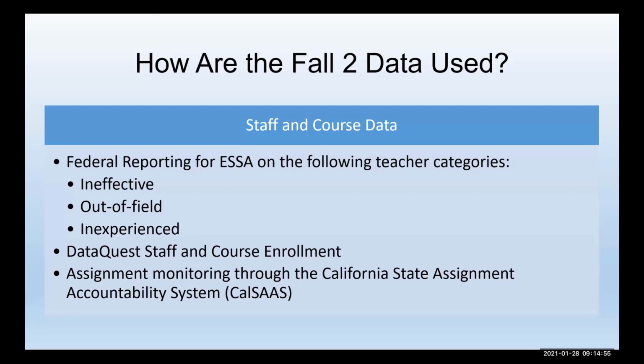It has also historically been used for staff and course enrollment reports that we post publicly on DataQuest. Last year was the very first year, 2019-20, that districts submitted these data for purposes of submission to the California State Assignment Accountability System, otherwise known as CalSAAS. So it's now being used for assignment monitoring annually through CalSAAS.